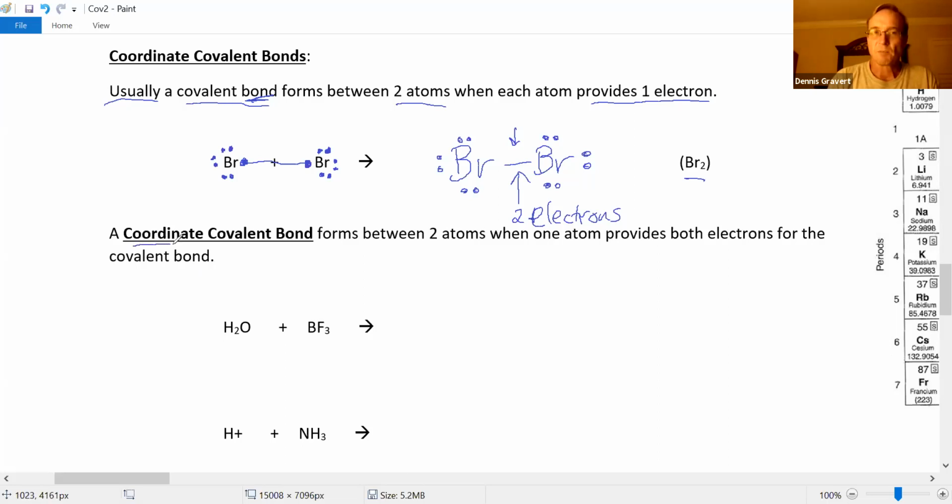A coordinate covalent bond's different. It's still the sharing of 2 electrons. That's the definition of covalent bonding, sharing 2 electrons. But this time, 2 atoms come together and only 1 atom supplies both electrons.